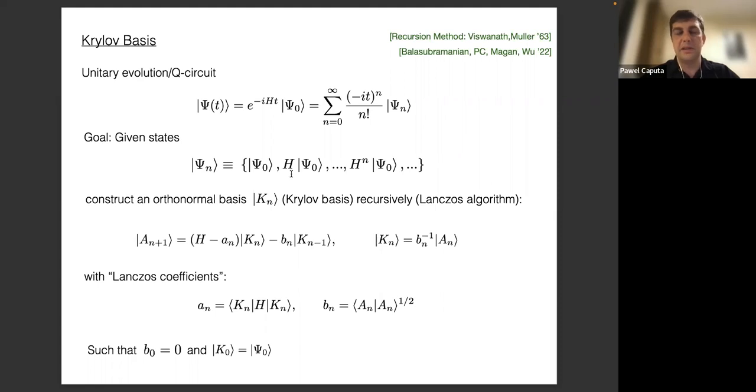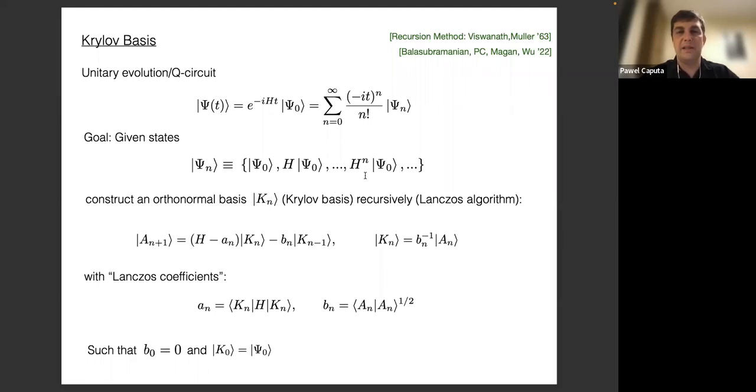Maybe this is something you might have heard in your early algebra, where you start with some basic vector and you take some matrix and apply all its powers to generate the so-called Krylov subspace. Then, based on that subspace, we would like to construct an orthonormal basis. This is this Kn that I will be calling the Krylov basis.